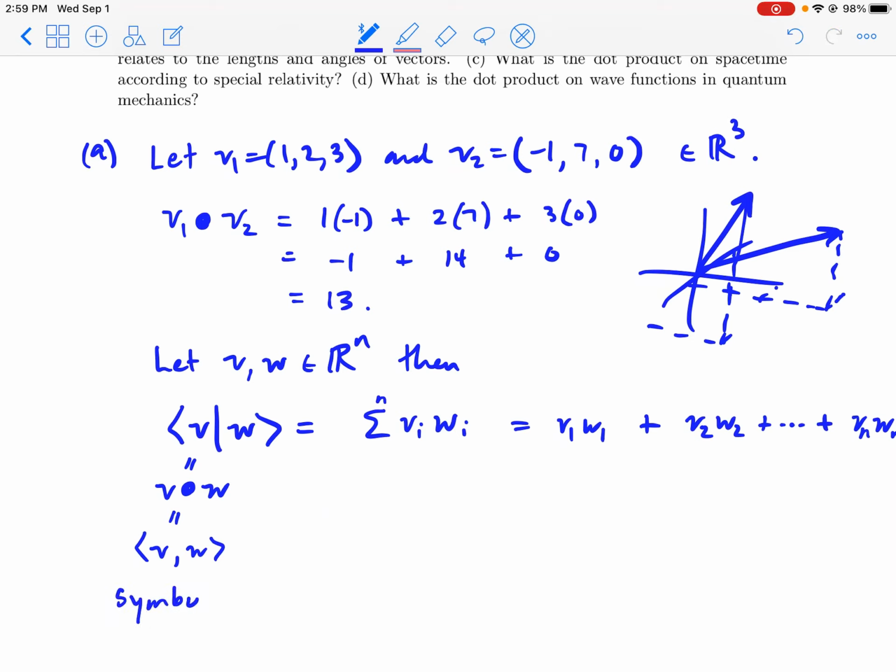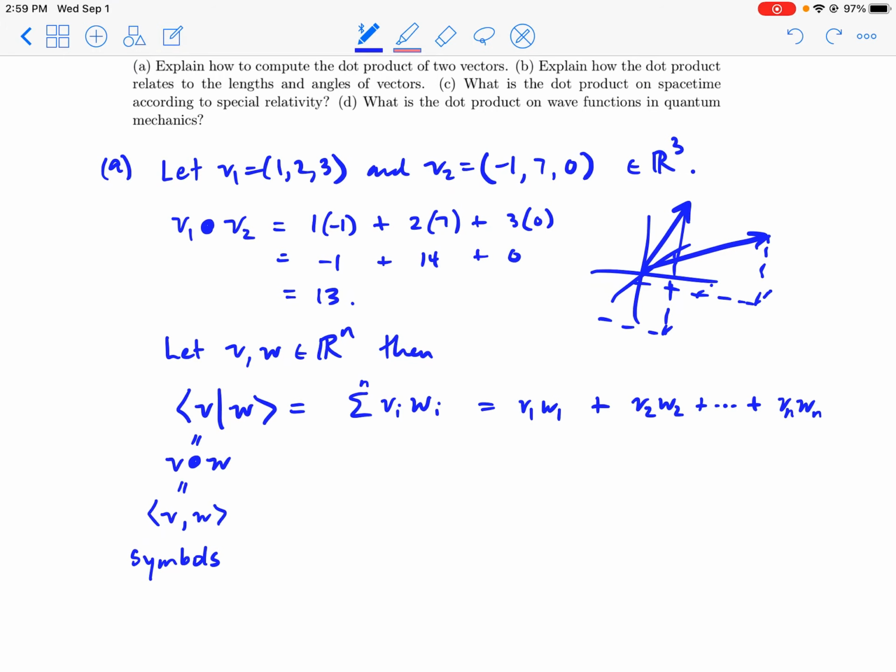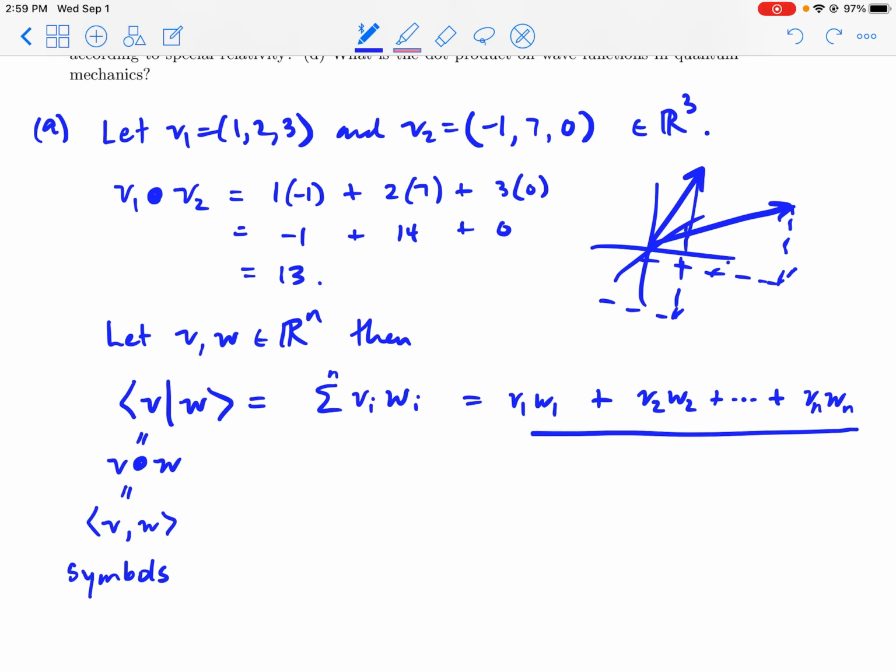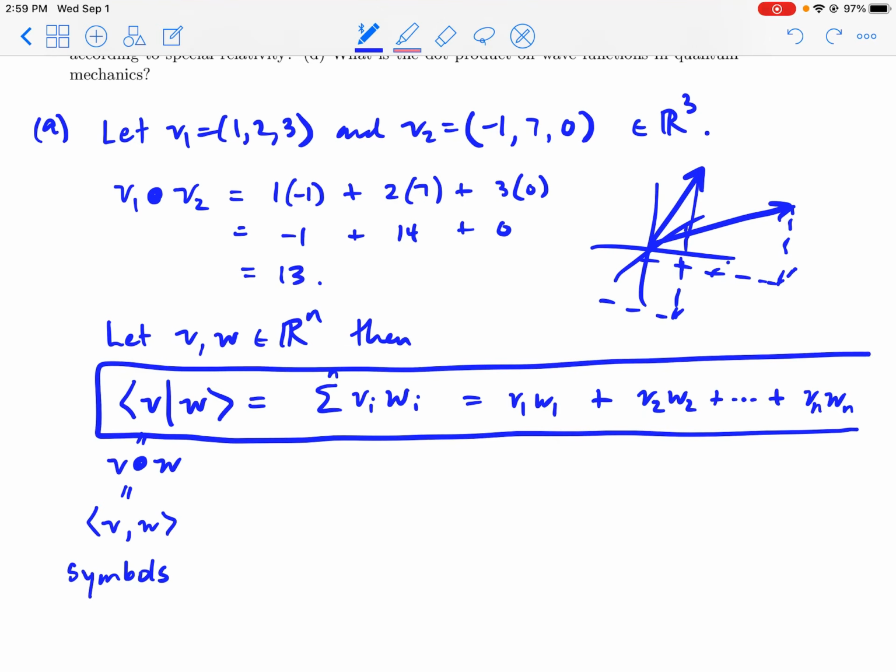But again, this is just symbols. This is just notation, and no matter what you call it, this is what it is. This is the formula. It's a sum of terms. Each term is a product of the corresponding entries from the vector, like 1 times -1. Okay, so explain how to compute the dot product of two vectors. Well, I guess this is my explanation.